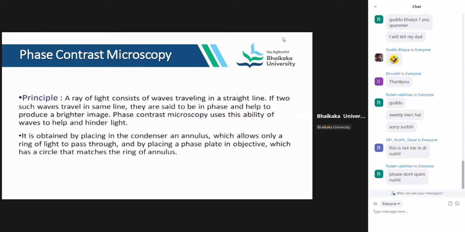So now you see the other types of microscopes, just the principle and one or two uses of each microscope.